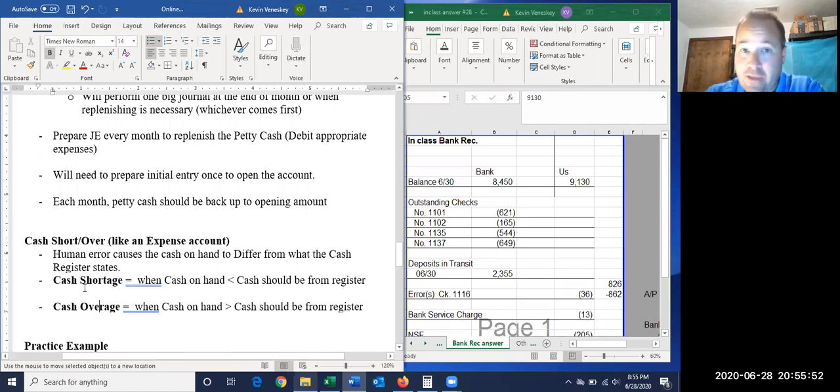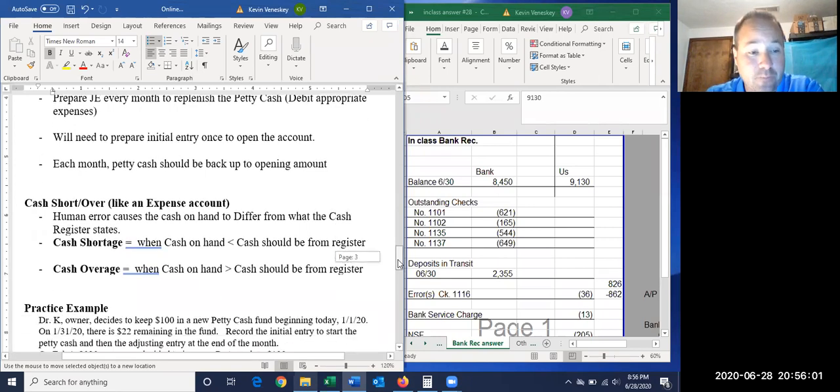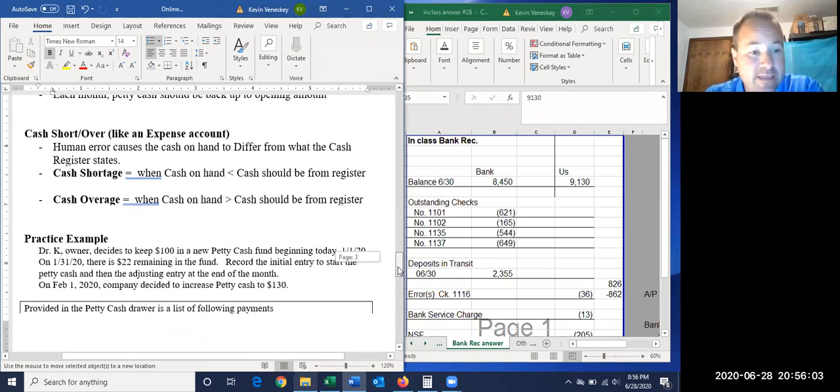So when we don't know where the error happened, we call it a cash shortage or cash overage. Basically, it's to fix whatever the actual cash on hand says it is. So let's do this practice example here.